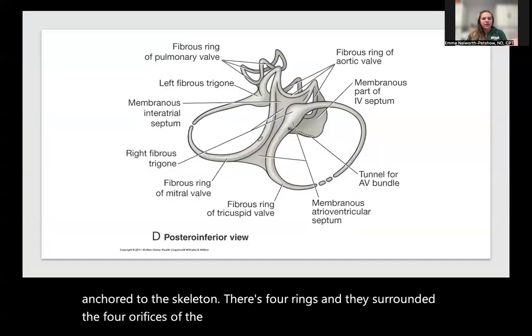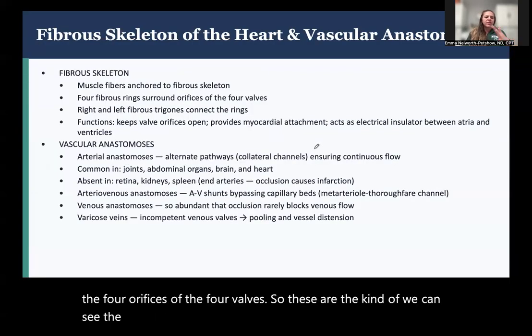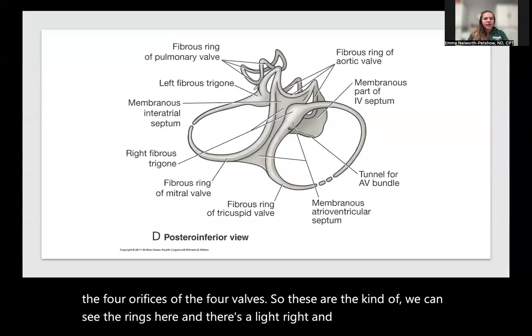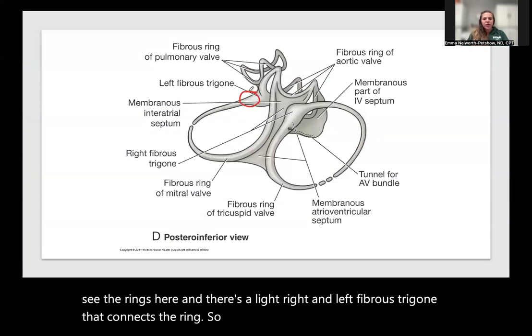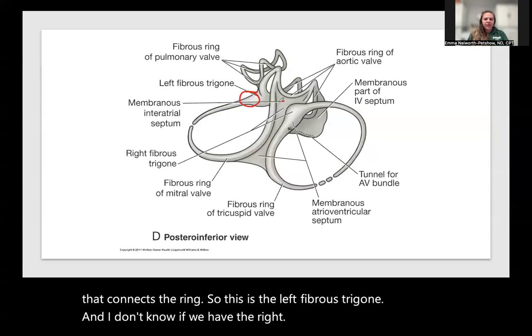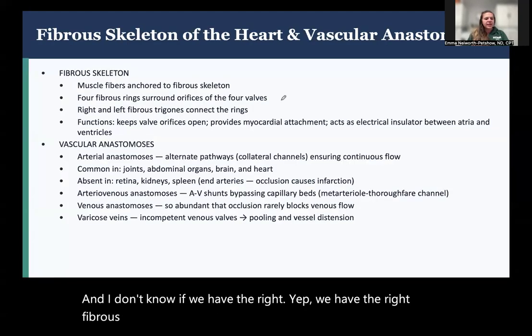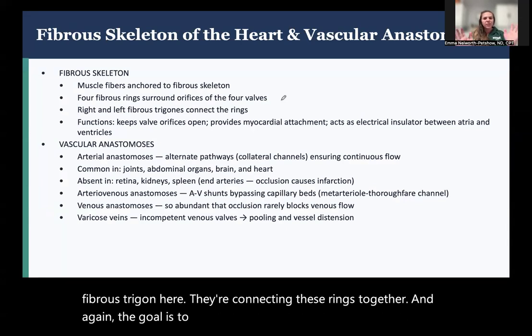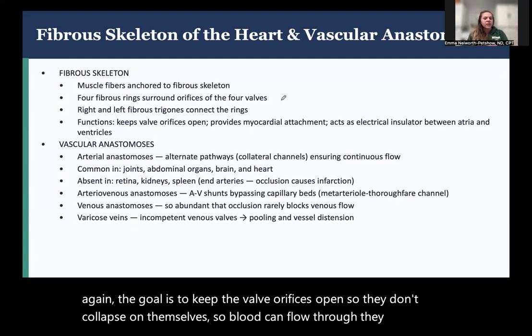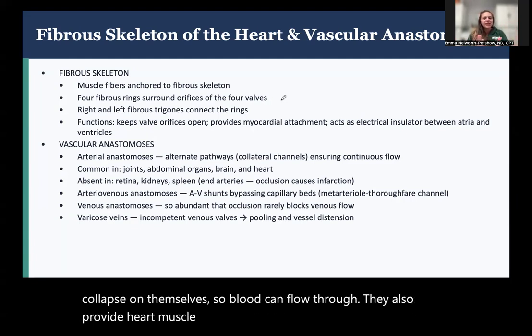We can see the rings here. And there's a right and left fibrous trigone that connects the rings. So this is the left fibrous trigone. And I don't know if we have the right. Yep, we have the right fibrous trigone here. They're connecting these rings together. And again, the goal is to keep the valve orifices open so they don't collapse on themselves so blood can flow through. They also provide heart muscle attachment and they electrically insulate between the atria and the ventricles.